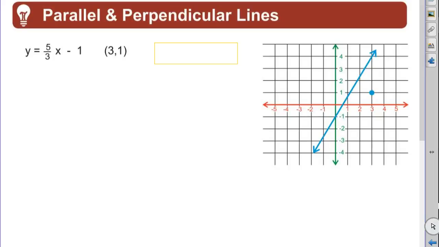You found the quick review of Algebra 1. This is parallel and perpendicular lines. And so what this is actually writing the equation of a line parallel to a given line through a given point, or perpendicular to a given line through a given point.